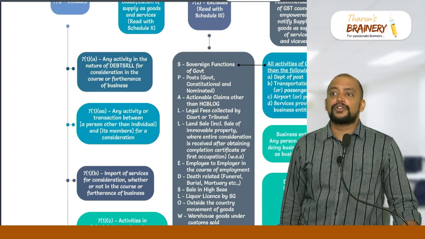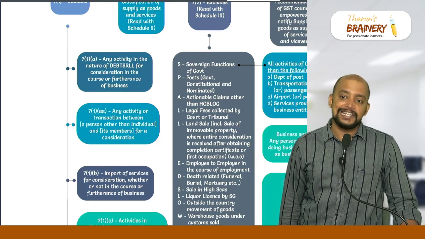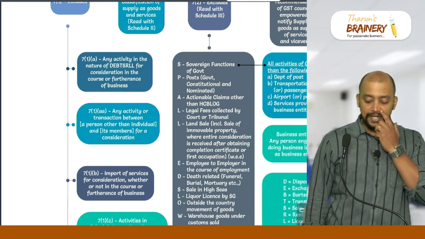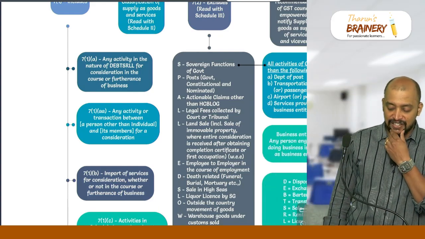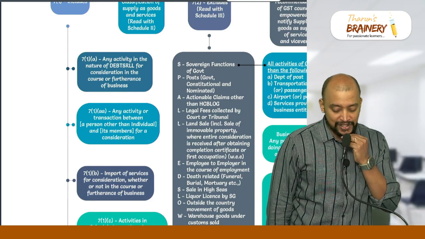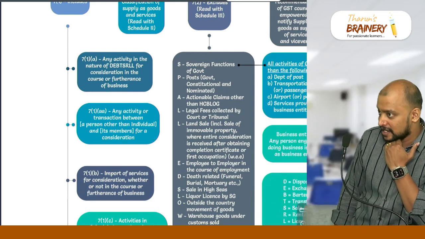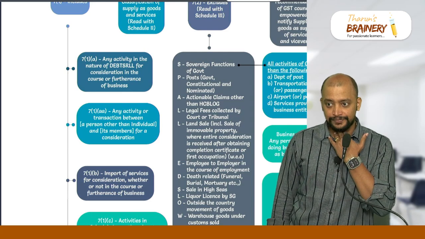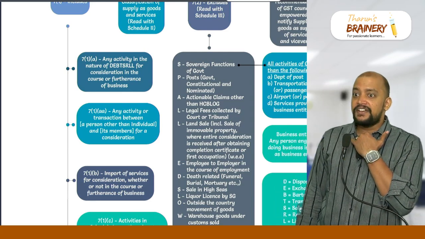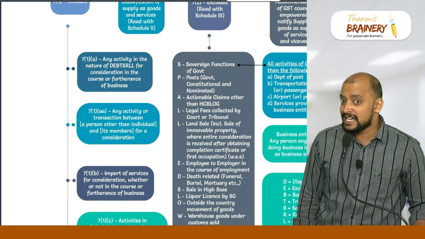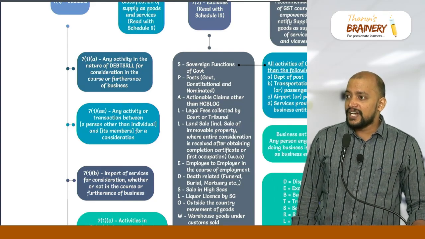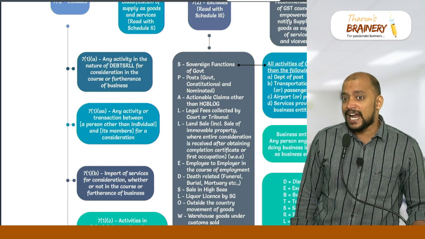7(1)(aa), you read and tell me what is the difference between 7(1)(a) and 7(1)(aa). 7(1)(aa) is any activity or transaction between a person other than individual and its members for a consideration. Both places for a consideration? Yes. 7(1)(a) is between two independent parties, but 7(1)(aa) is between a person other than individual and its members.